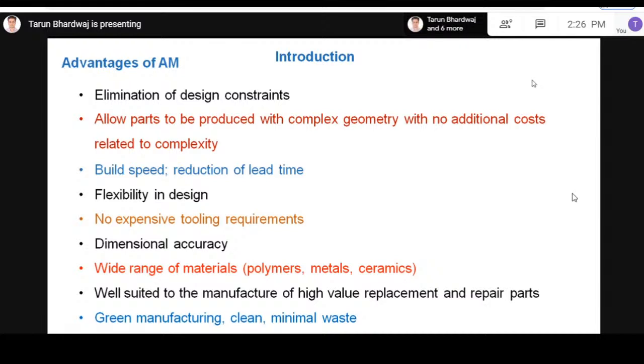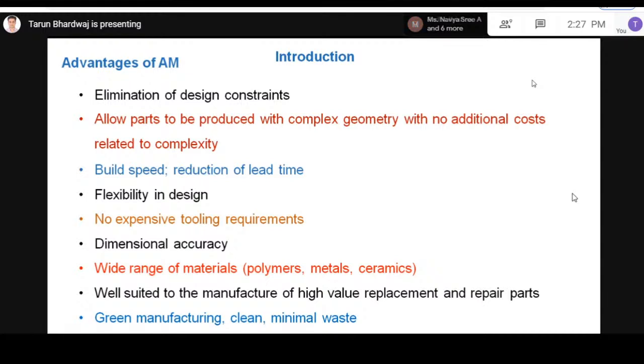And when we talk about build speed and the reduction of lead time, the lead time will be low, because in the subtractive manufacturing process, first of all, you have to buy some solid cast part, then you have to machine it, and then after that you have to post process it. But in the additive manufacturing process, you have a powder, you have a raw material with you, and then you can directly make that product and post process it.